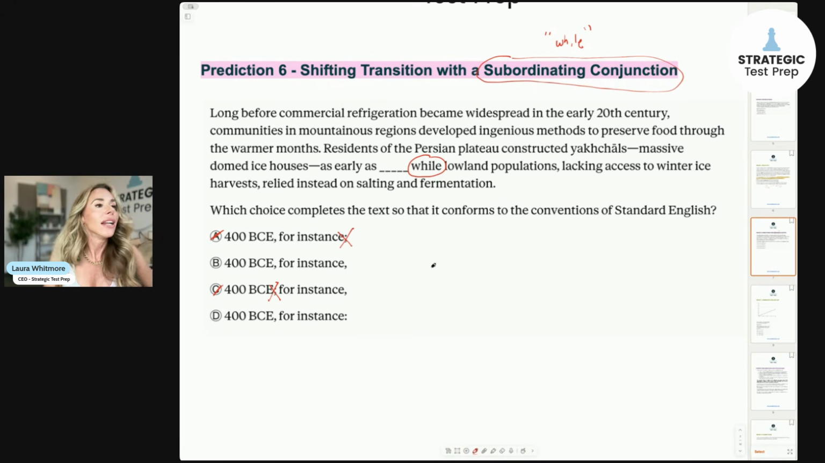Okay. Now, we can test this though. Let's pretend you didn't know it was a subordinating conjunction. How are you going to tackle these questions? Because there's a lot going on. I recommend doing these in 2 steps. The first step is to figure out what kind of punctuation you need. And then the second step is to figure out where to put the transition.